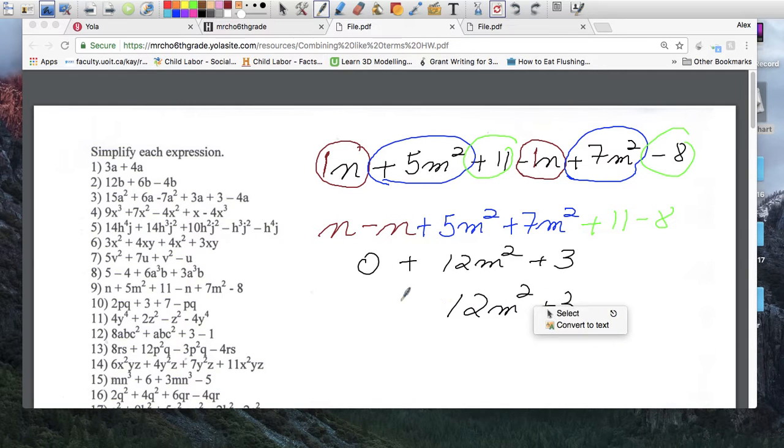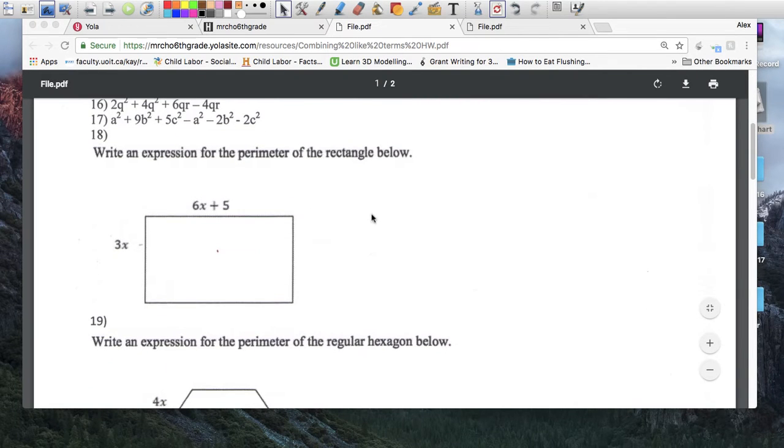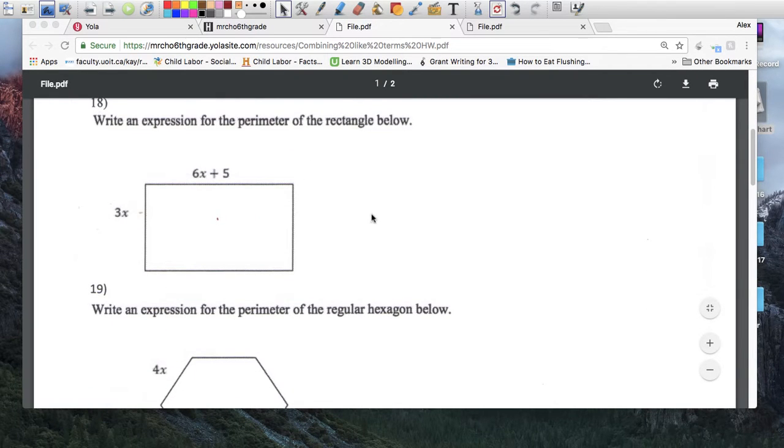Do we really need to write that 0? No, we don't. Okay, so I'm not going to do everything else, but that's the idea. If you have a question, you can always let me know. I will go over these two, so the last four actually.